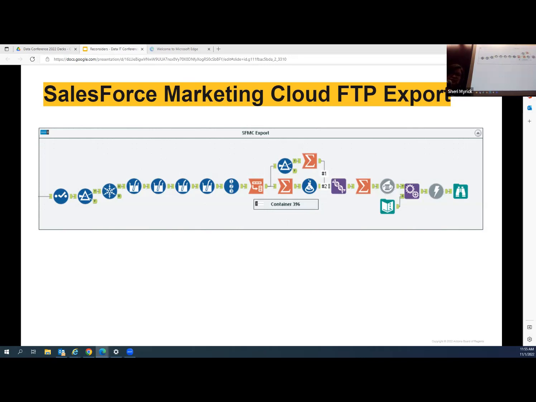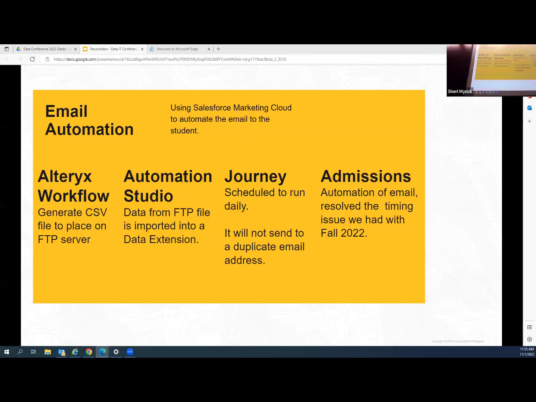I'll go through that Salesforce piece right here. Again, we use the CSV file that was generated from what Jeff did, and it was placed on the FTP server.